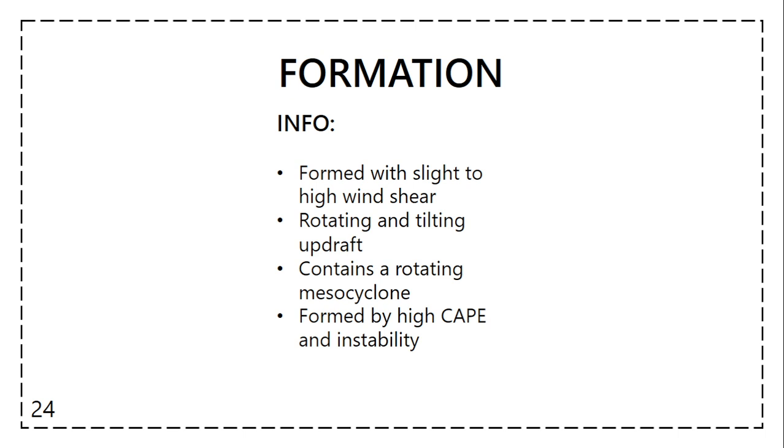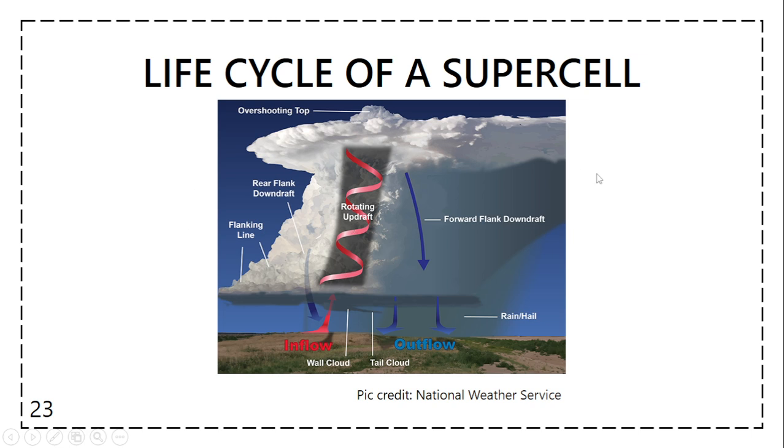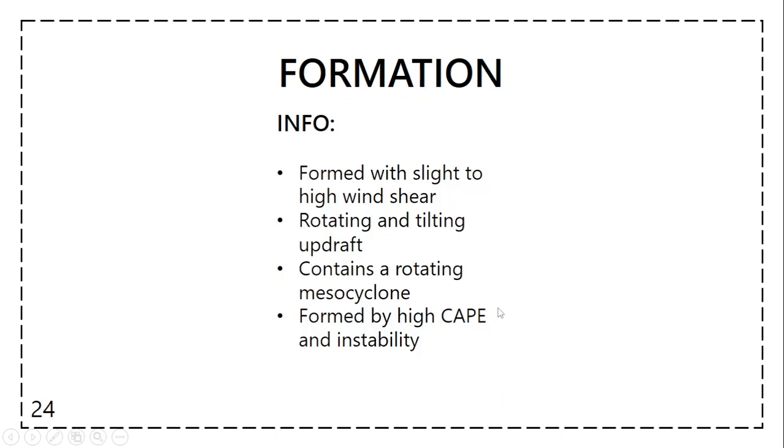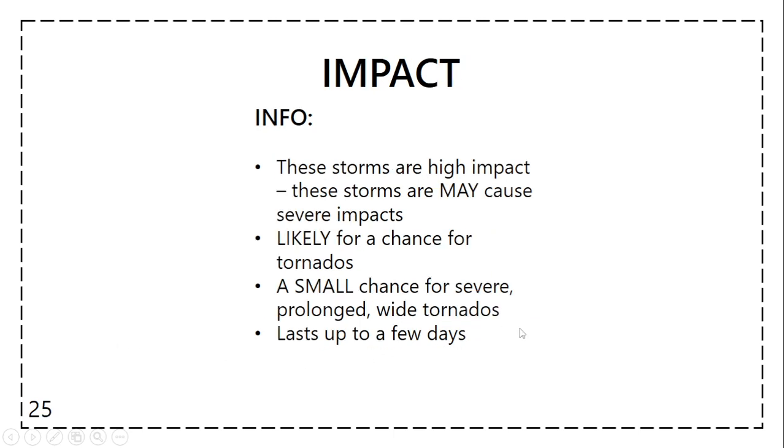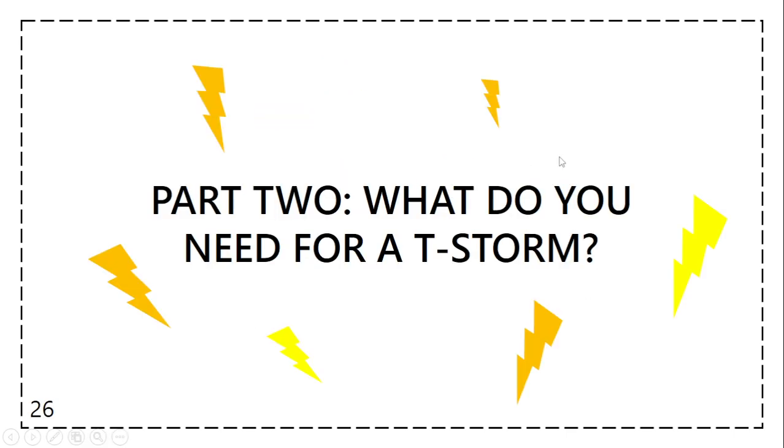Formation. They form with high wind shear. Rotating and tilting updraft. You see this is tilting a little bit here. This whole storm structure is tilting a lot here, actually, with the wind shear. It contains a rotating mesocyclone formed by high CAPE and instability. I'll talk more about CAPE later in the video. Impact: these storms are high impact. These storms may cause severe impact, likely with a chance for tornadoes. A small chance for severe, prolonged, wide tornadoes, and can last up to a few days.